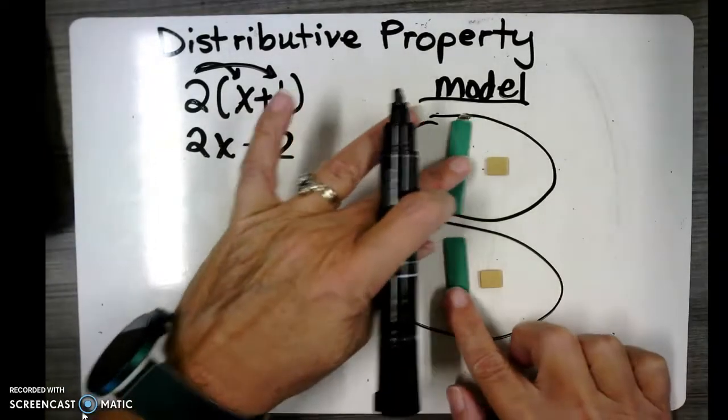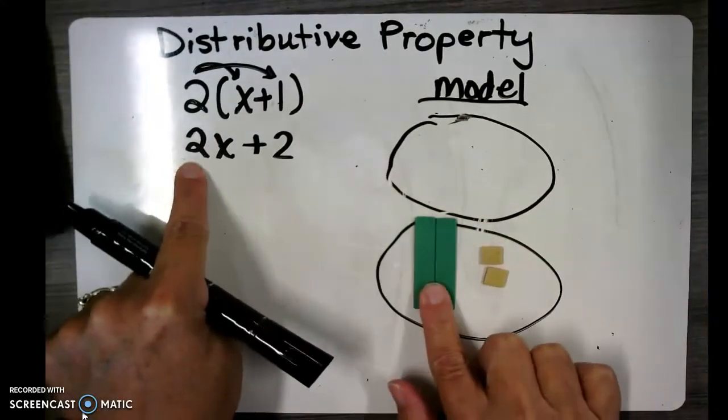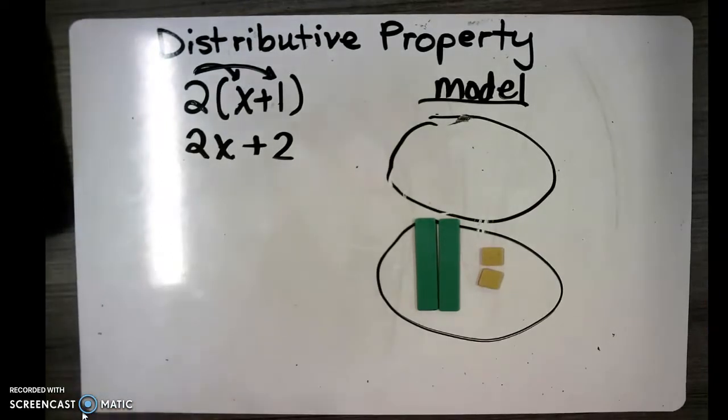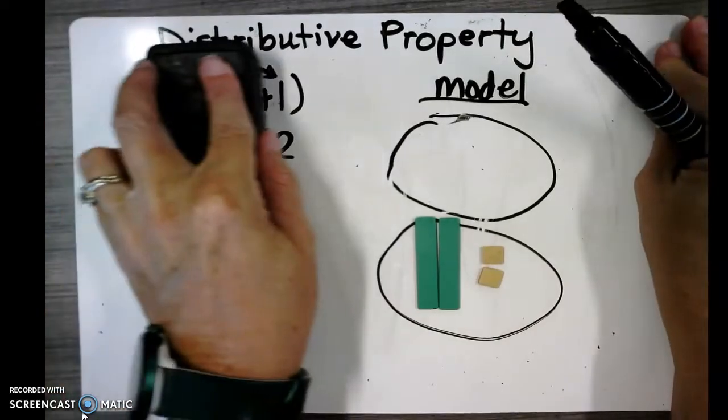And then I can put them together and combine them. And I do get 2 x's and 2 constants. So that's the model. Let's look at another example.